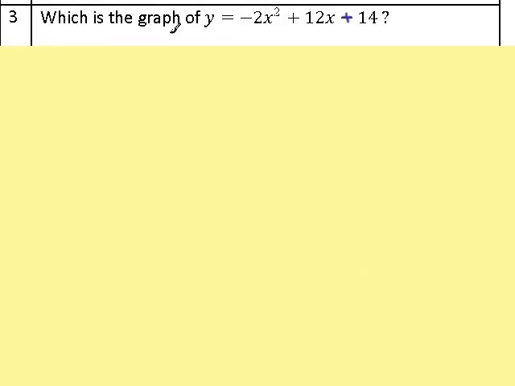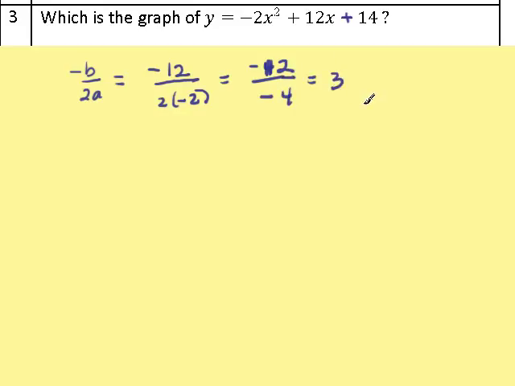In number 3, we're going to graph this quadratic. So step 1 is to find the vertex. So we'll start with minus b over 2a. So that would be minus 12 over 2 times negative 2. Sorry, so that's minus 12 divided by negative 4, so that's 3.